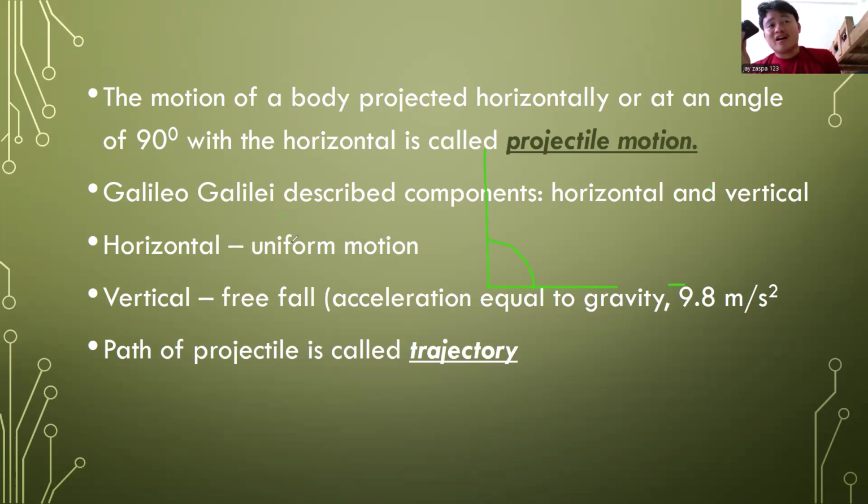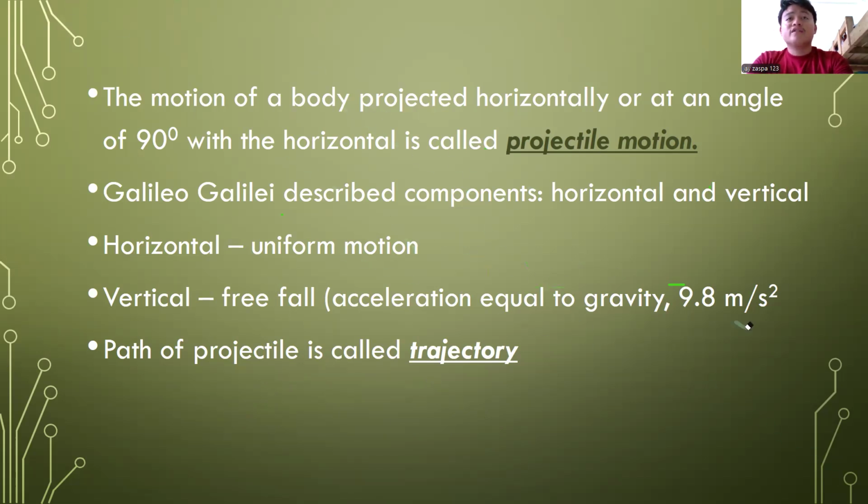All right. When vertical, it is what we call free fall, where we have acceleration equal to gravity of 9.8 meters per second squared. So when it is in free fall, it is always connected with 9.8 meters per second squared. The path of a projectile is called the trajectory. When talking about the trajectory, the path forms a parabola. That certain path is what we call the trajectory. Okay, I hope that's clear.